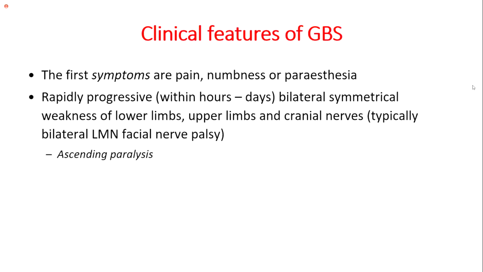It can occur over hours, it could occur over days. So let's say on day 1, the patient has lower limb weakness. By about day 2 or 3, they develop upper limb weakness. And by about day 4, they might develop bilateral facial nerve palsy and dysphagia.